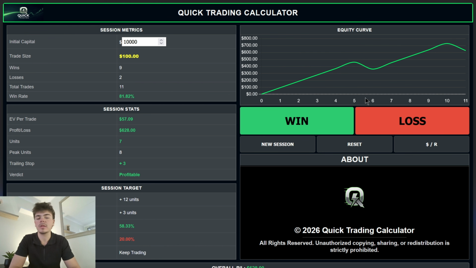and then obviously the loss. Now this calculator is really cool because it gives you all the data that you need during your session. For example, with these trades, we would be at an 81% win rate of the 11 trades. With $100 trades, we could have made $628, and it gives you the overall equity curve, which is extremely important when you are trading. You can also set your own take profit and stop loss, which are key factors during your trading session.